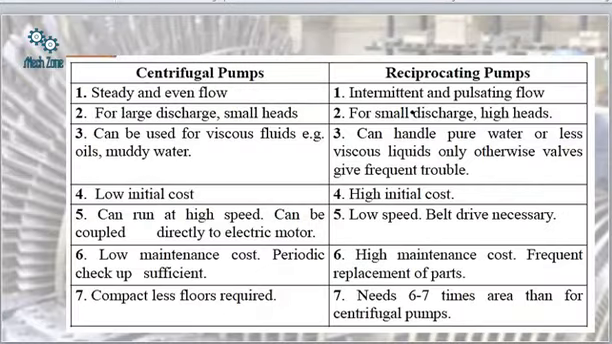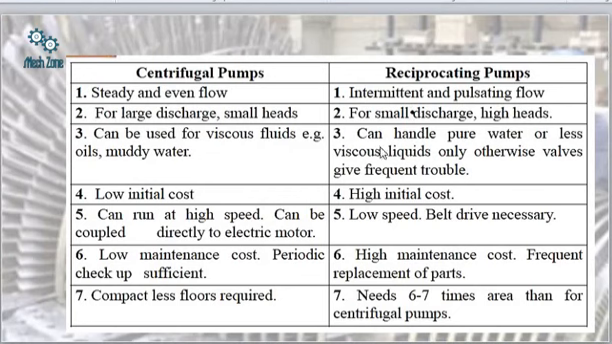Now here we have the differences between the centrifugal and reciprocating pumps. Centrifugal has steady and even flow, and reciprocating has intermittent or pulsating flow. Why intermittent? Because it has the reciprocating function. First the suction is taking place, then the delivery is taking place. So actually the flow is of intermittent type and it is not even flow.